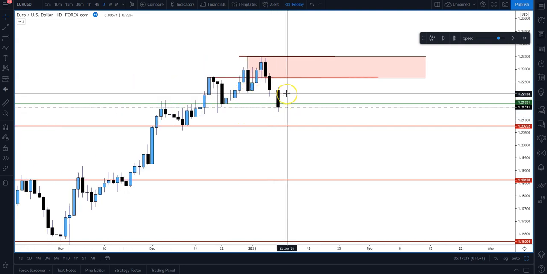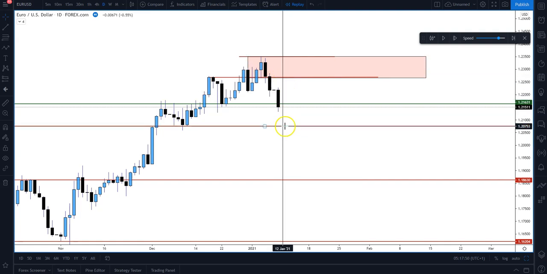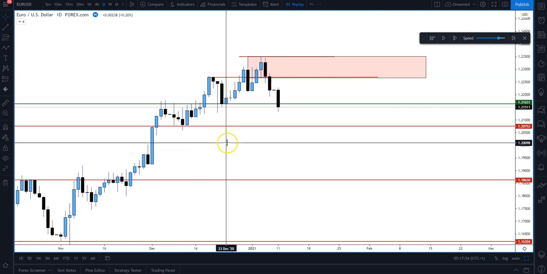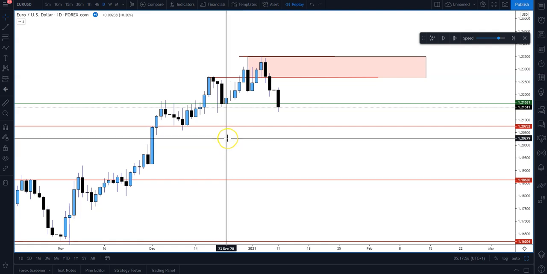So now I'm going to show you two things that you can do. Before we get to the actual reversal entry, we can also take the counter trend trade. You know what? I'm just going to take that into another video, because I don't want to confuse anybody.